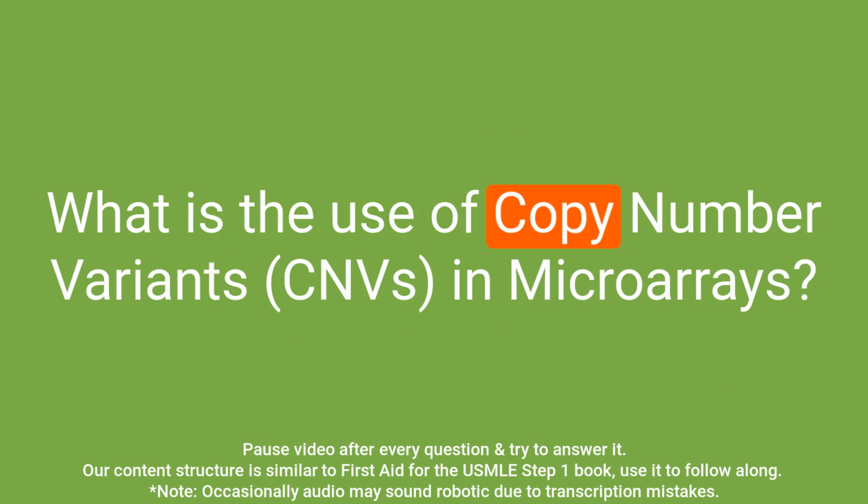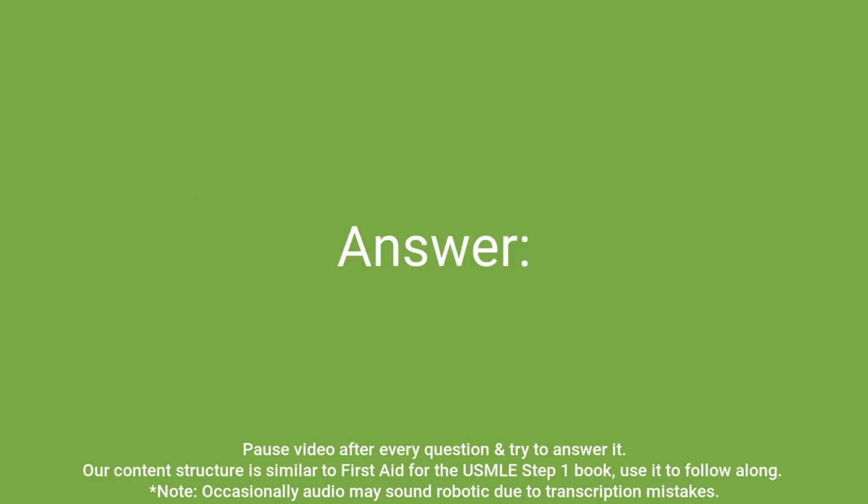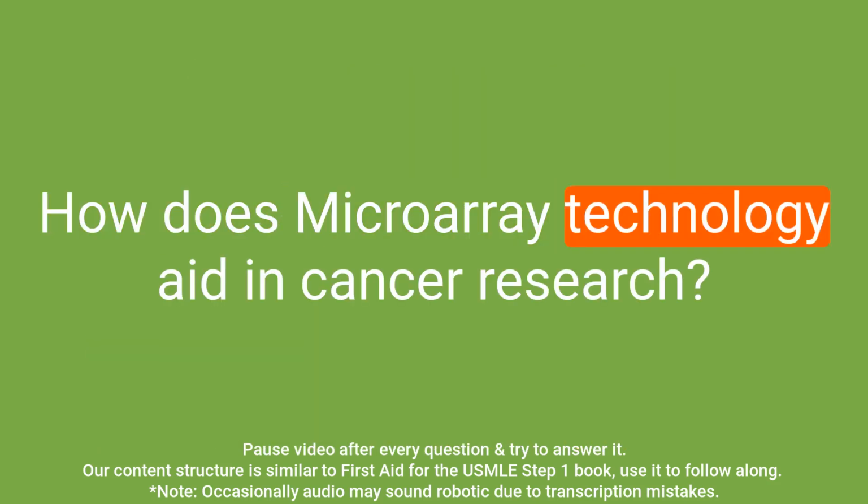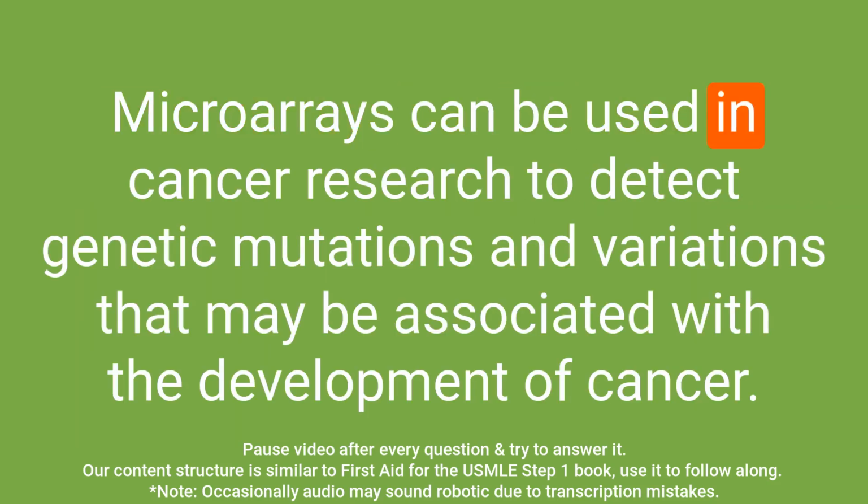Question: What is the use of copy number variants in microarrays? Answer: CNVs can be used in microarrays for genotyping, clinical genetic testing, forensic analysis, and cancer mutation and genetic linkage analysis when DNA is used. Question: How does microarray technology aid in cancer research? Answer: Microarrays can be used in cancer research to detect genetic mutations and variations that may be associated with the development of cancer.